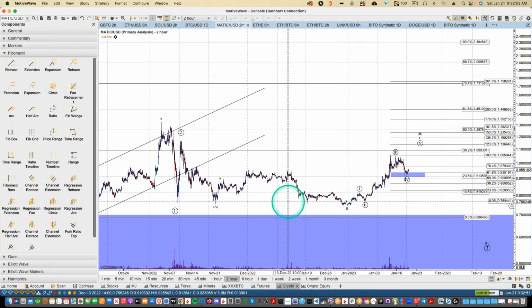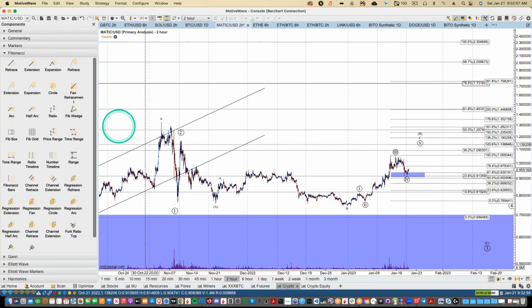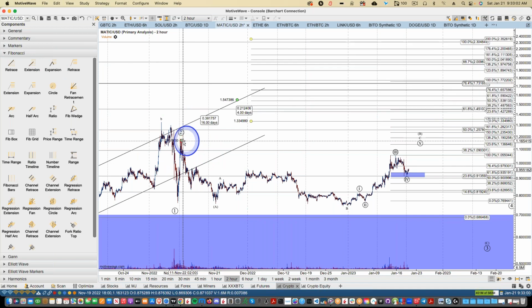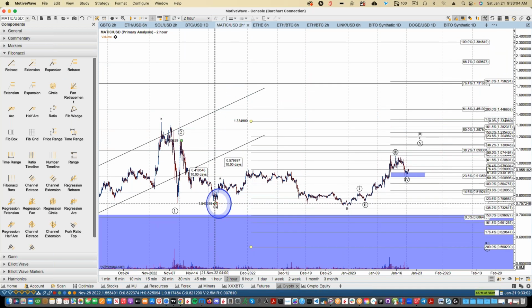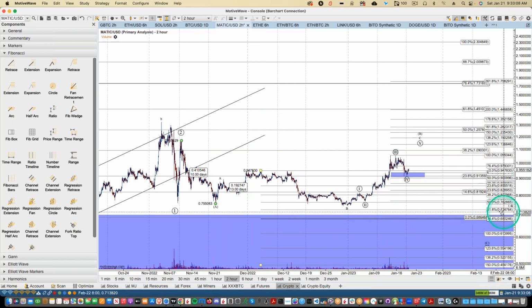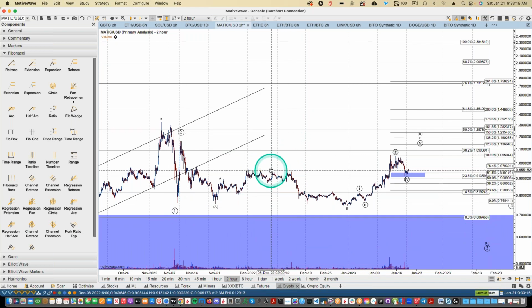That's one. The other is that it would have to be A, B, C, but the problem I have with this is that this C is not longer, not even close to longer than the A. So it's a 618. I don't trust the C that's under 764. I prefer to hit 100. So I wouldn't trust the ABC unless it hit down here. Of course, that would also make an invalid one too. So that's why I would not count it that way.